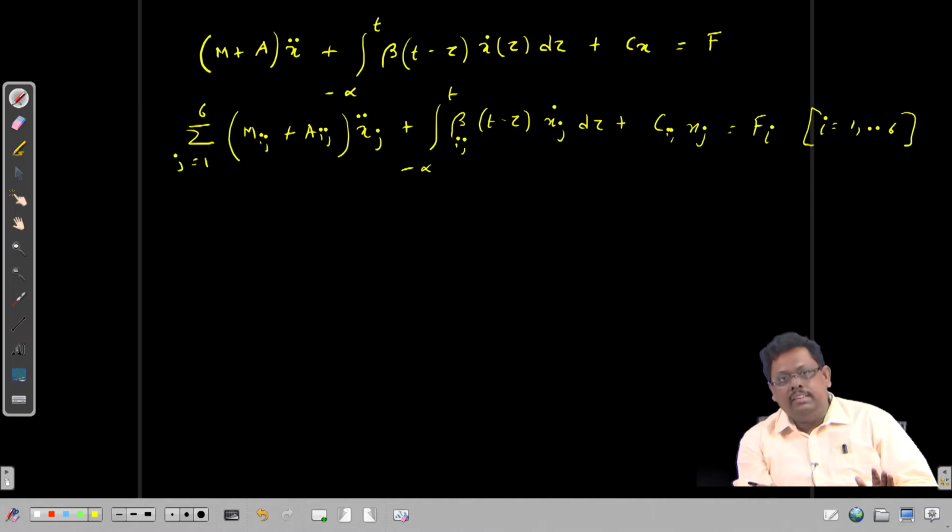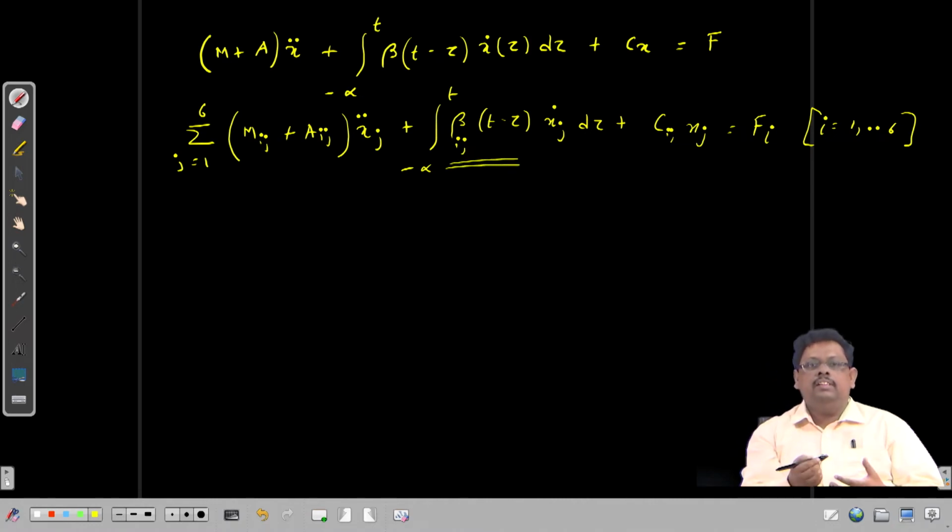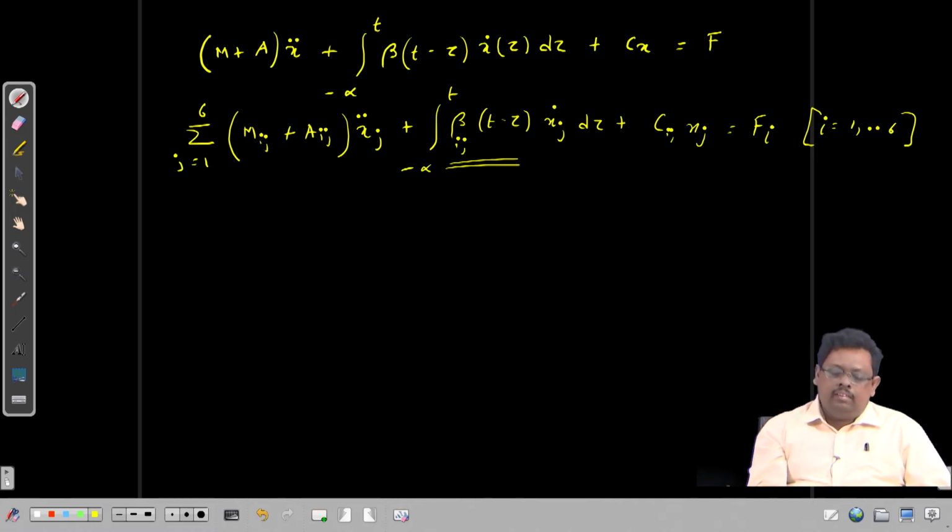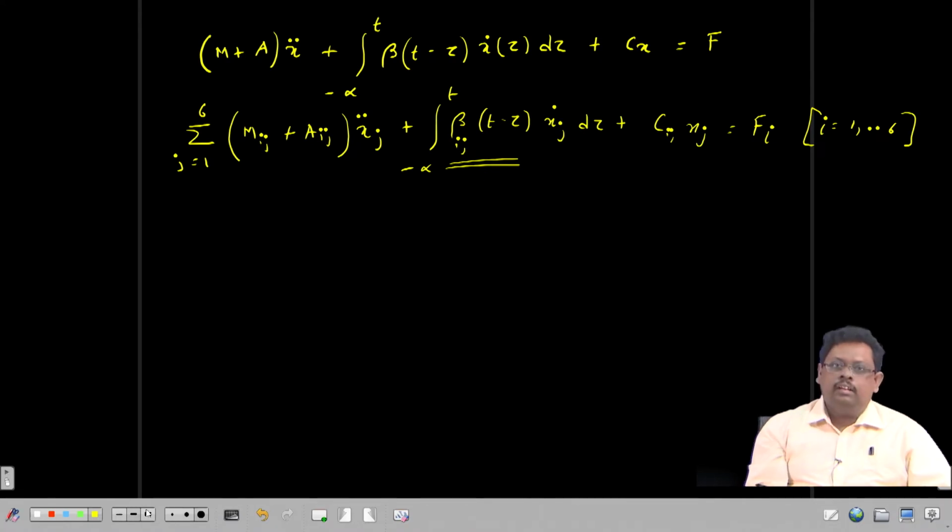Now, why do I call this impulse response function? Because here this function we can call the impulse function. Now, this equation we can also change a little bit in the limit, minus infinity to t. We can further modify this limit by changing the coordinate system.